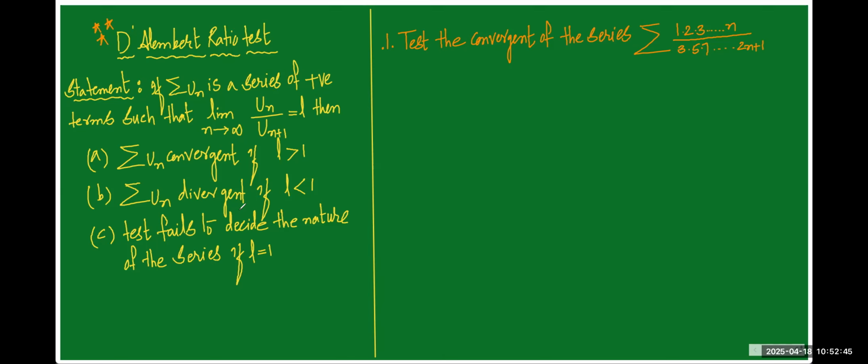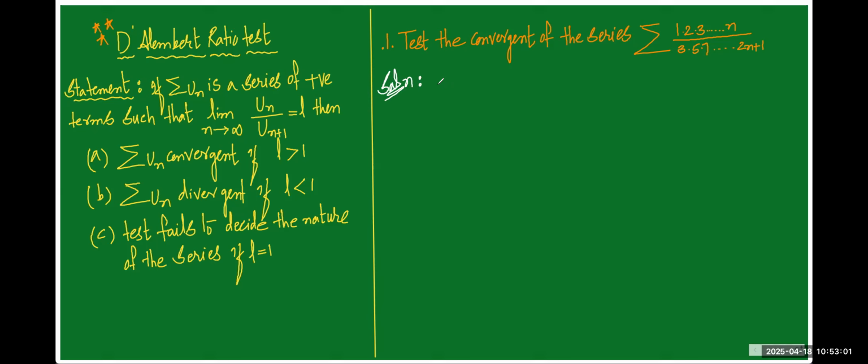Now, the most important question that will arise is, how do we know that this problem can be solved by limit comparison test or this problem can be solved by ratio test? How to identify? That is the most important question.